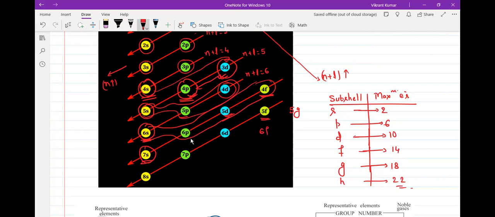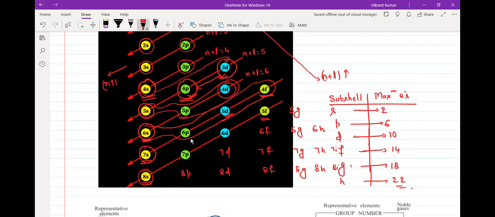We have to write 6F, 6G, 6H also. We have to write 7D, 7F, 7G, 7H, and then 7I. फिर we have to write 8P, 8D, 8F, 8G, 8H, 8I, 8J भी आएगा इधर, है ना, and so on. And that's why if I'm trying to fill 8th period, I'll start at 8S. उसके बाद क्या आएगा? 8S के बाद what are the subshells we are going to fill?